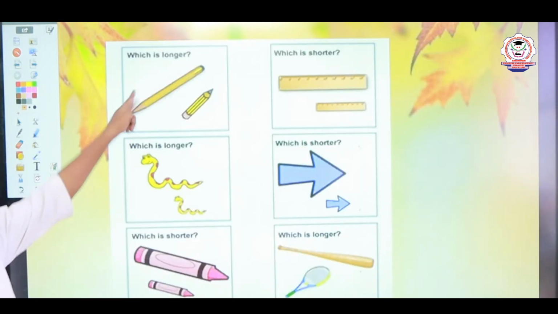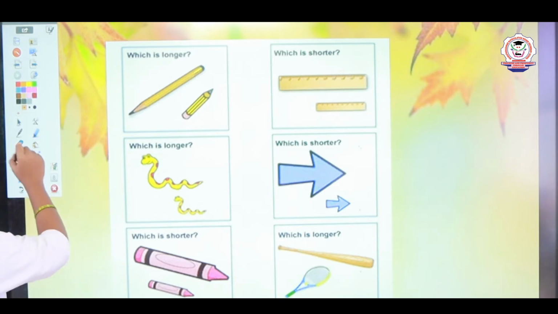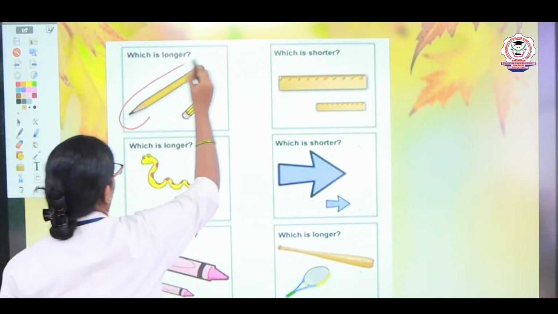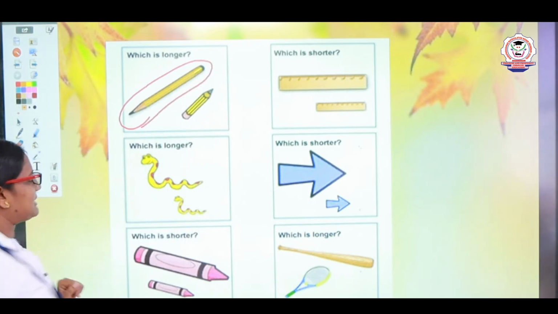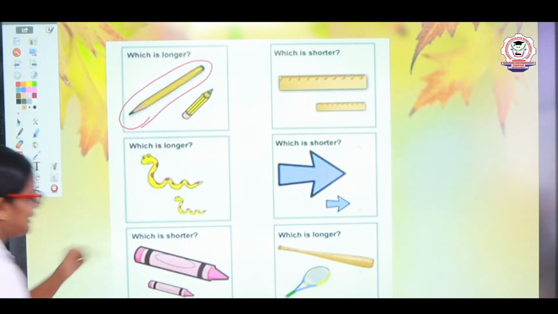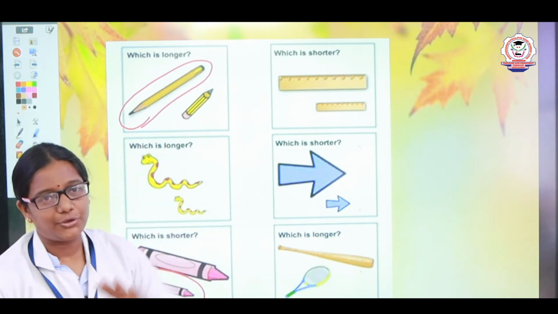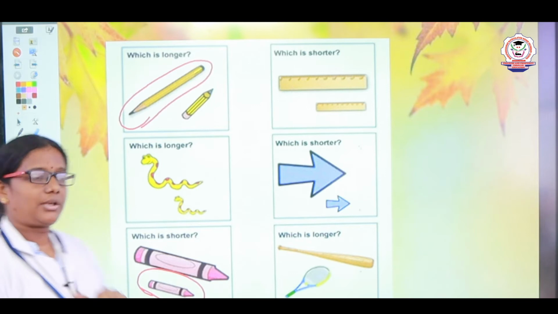Now, circle, which is the longer pencil here? Find it out, children. Which is the longest one? So, circle the longest one. This is the longest pencil. Which is the shortest pencil here? So, this is the shortest pencil. So, the remaining you have to do in your exercise. Okay.